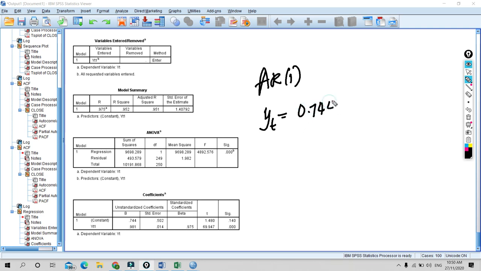Now, in terms of words, you can write the closing price is equal to 0.744, the constant, plus 0.981 times the closing price minus 1, the closing price before that. This is your AR1 function.